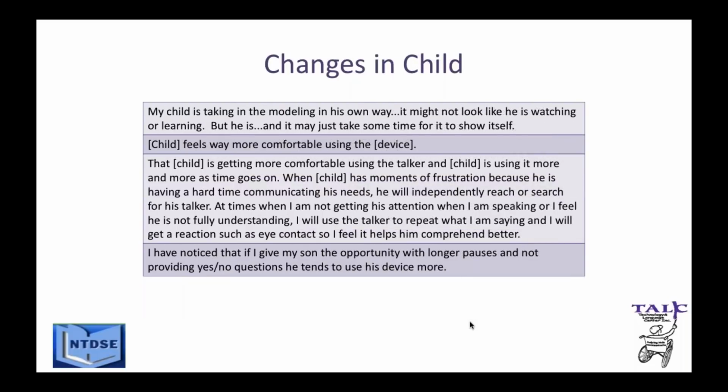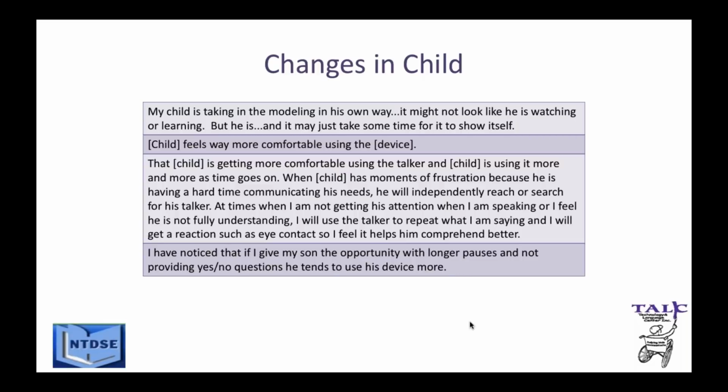Changes that they noted in their child included, my child is taking in the modeling in his own way. It might not look like he is watching or learning, but he is, and it may just take some time for it to show itself. Child feels way more comfortable using the device. The child is getting more comfortable using the talker, and the child is using it more and more as time goes on. When the child has moments of frustration, when he is having a hard time communicating his needs, he will then independently reach or search for his talker.